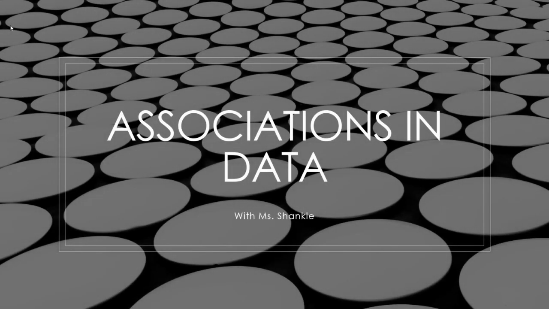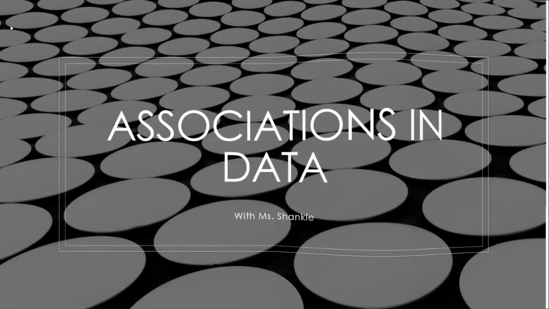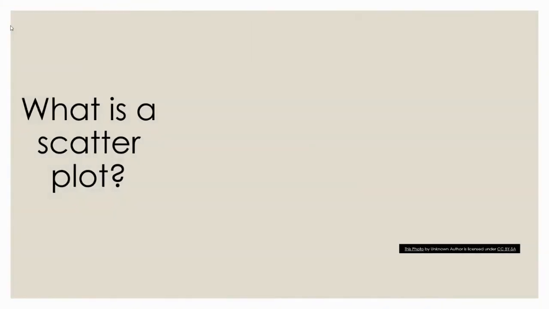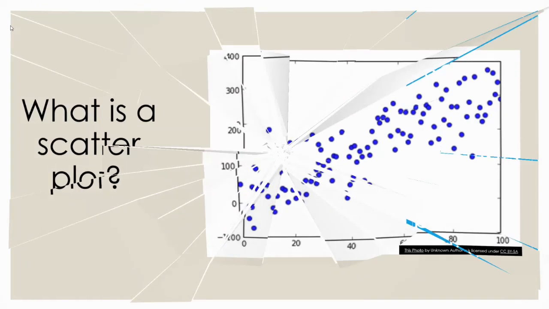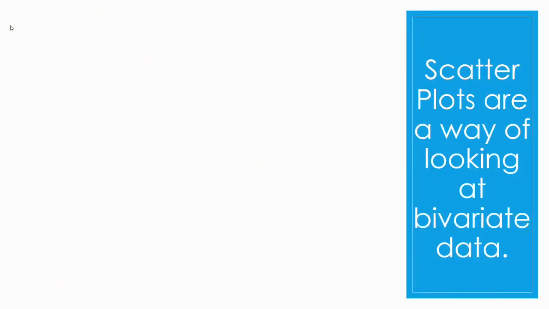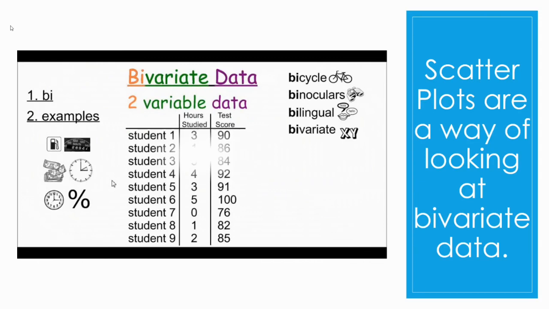Let's look at some associations in data. Let's start with what is a scatter plot. Here's an example of what one looks like. So scatter plots are ways we can look at bivariate data. Bivariate data is when we have two variables.